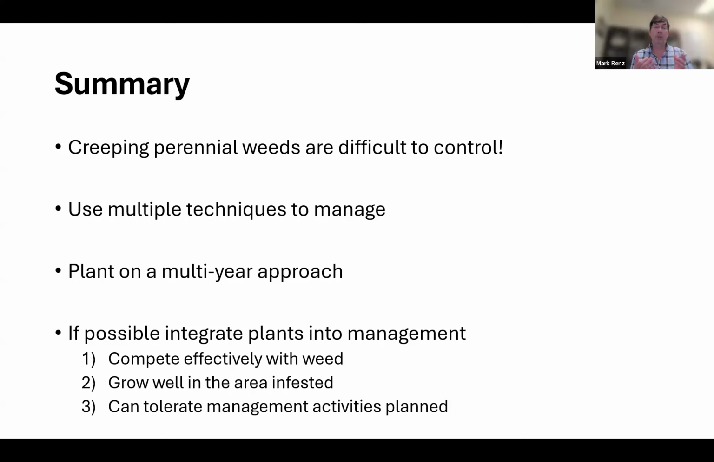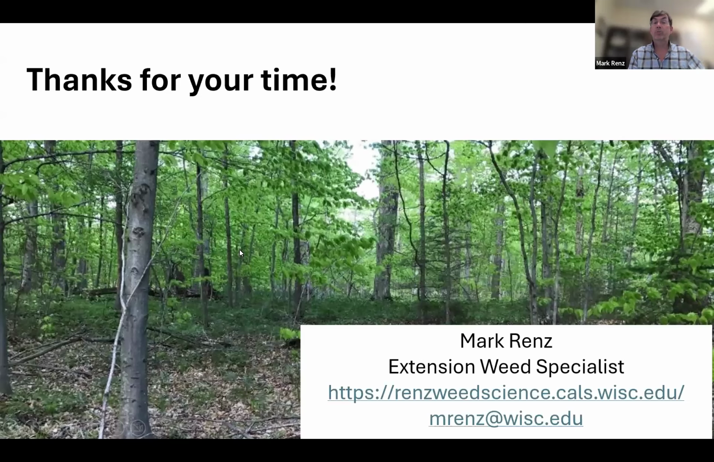And this is the one point that often we don't think about, is we need to think about plants that can tolerate our management activities that we have planned. If it's an area where we're planning on mowing it repeatedly, we need to take into consideration that we pick plants that can survive and tolerate mowing. If it's a scenario where we're going to rely on mulching, we need to pick plants that do well in a mulch environment, etc. So those are some tips on controlling some of these.